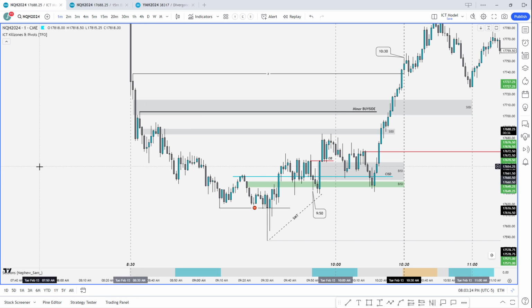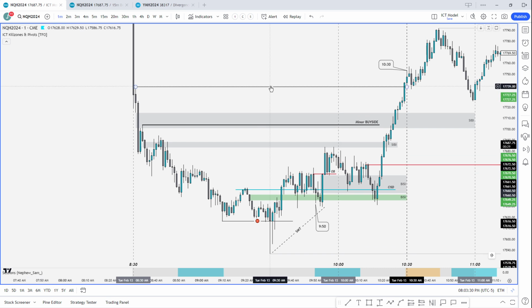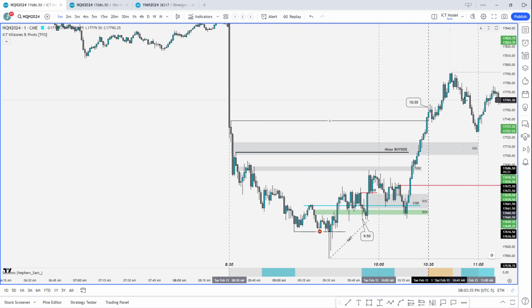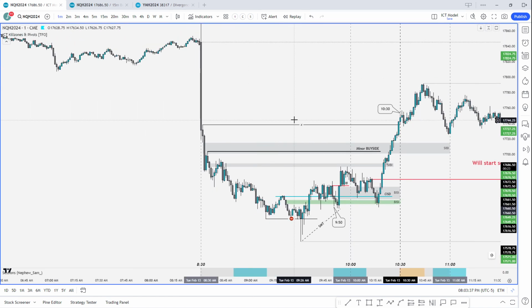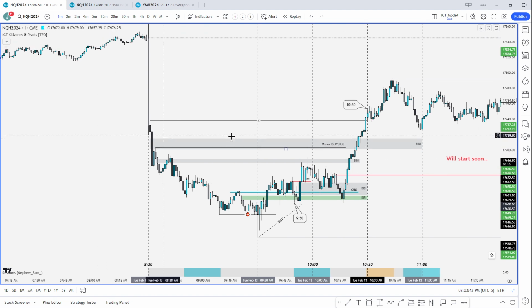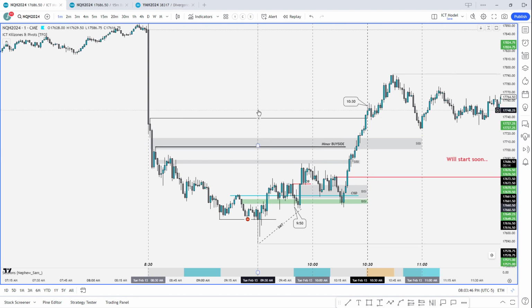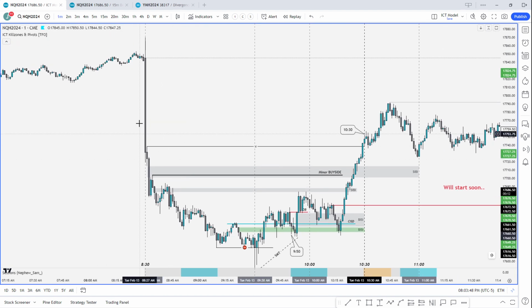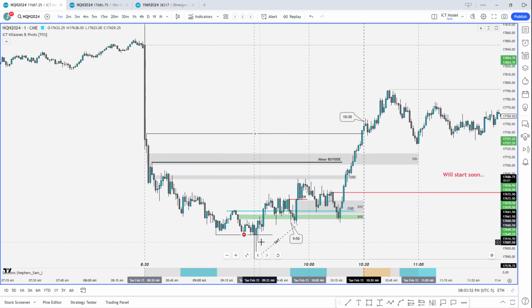If you were on the stream, you probably know what I'm about to say, but we'll just get right into it. There's going to be a market maker model every single morning, either starting at 8:30, starting at 9:30, or starting at 10 o'clock. Now you can use news drivers to determine which one is which, but there's going to be a market maker model.